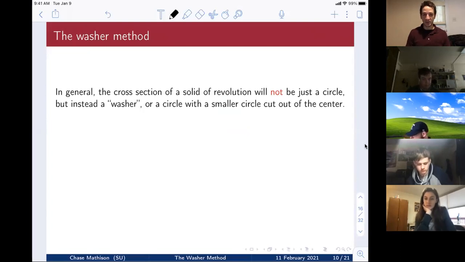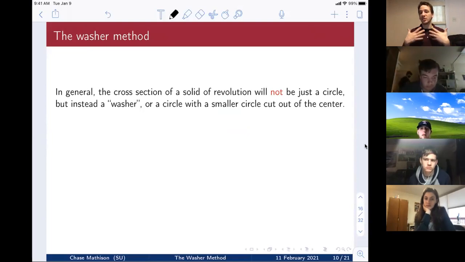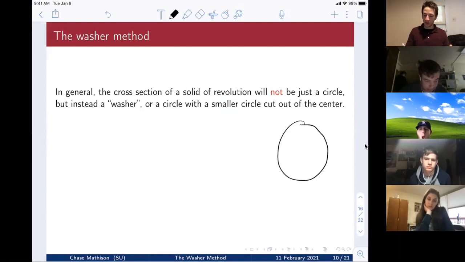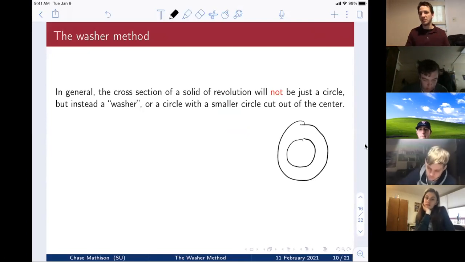method. This shows that the cross sections of solids of revolution are not always just circles. You're going to get washers, which again, the cross sections are going to look like, in general, a circle with a smaller circle cut out. That's a washer. Okay.